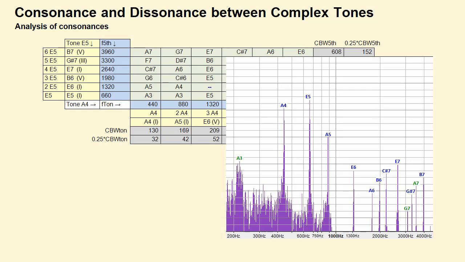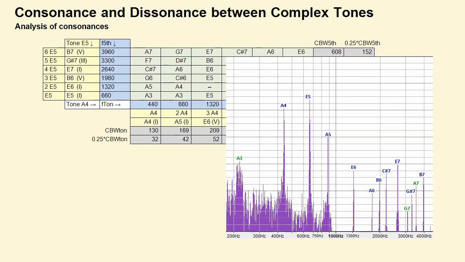In this spectrum, the new notes provided by the beats and not contained in the six harmonic series corresponding to the tones A4 and E5 are indicated in green. Note that the note A3 has a frequency of 220 Hz, lower than the lowest frequency contained in the complex tones that constitute the interval, the note A4 of the complex tone A4.